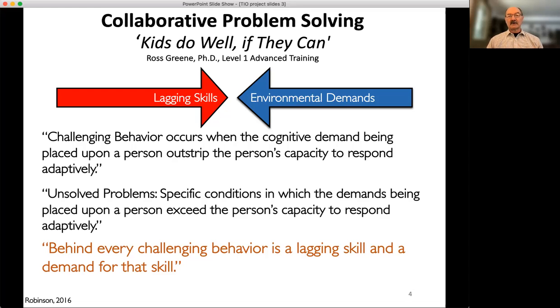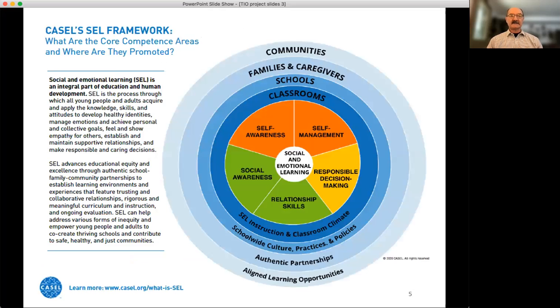If a basketball coach wants kids to hit their free throws, they practice the skill. So if we find that there's something missing, we ought to identify what that skill is and then develop ways to help kids learn and practice that skill. What skills, you might say? Well, here's one of the frameworks from the earlier slide, the CASEL framework that you're probably all familiar with.